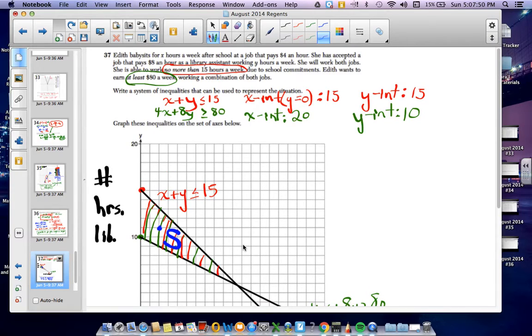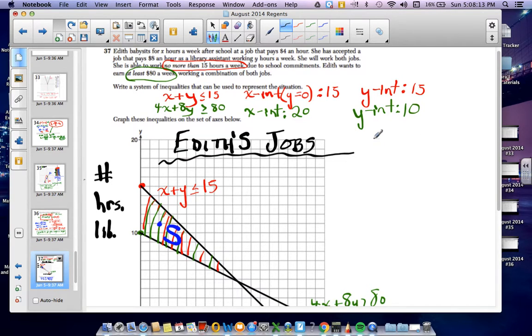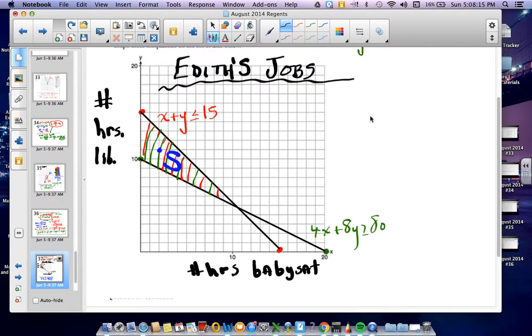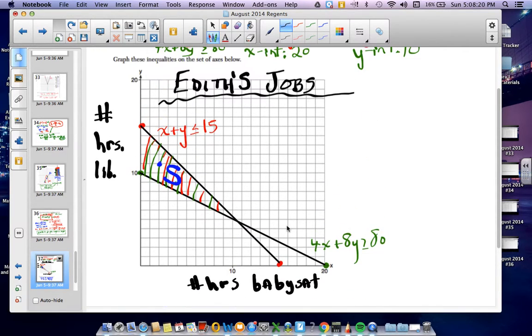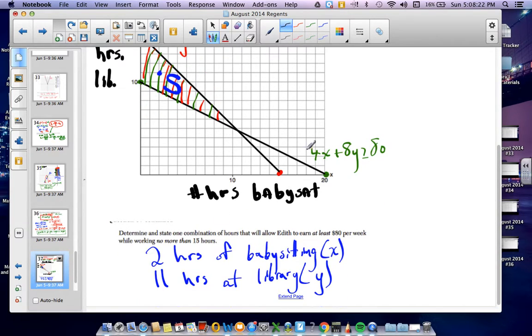Labeled my axes. We can label the scenario if we want to give a title to our graph, I suppose. So Edith's jobs. Sounds good to me. Edith's salary or something like that, I guess. Edith's source of income. Anything like that. We're giving a title to the graph just in case we've labeled the axes sloppily. And we answered the question on the bottom.